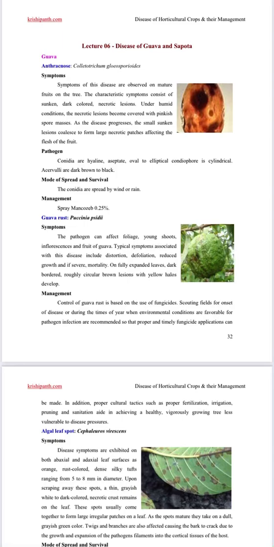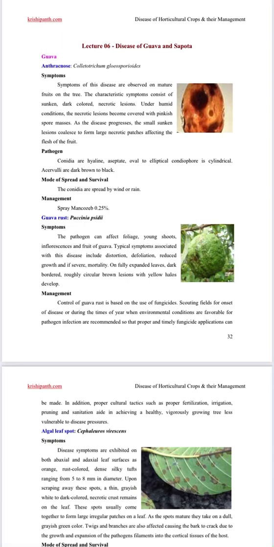Here we can see the appearance of necrotic lesions on the upper surface of fruits as small, and then the lesions coalesce to form large necrotic patches. Second is the pathogen. Conidia are hyaline, aseptate, oval to elliptical. Conidiophore is cylindrical. Acervuli are dark brown to black. That means the color of the acervuli is dark brown to black.